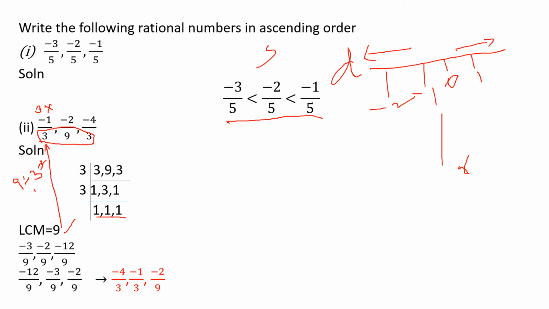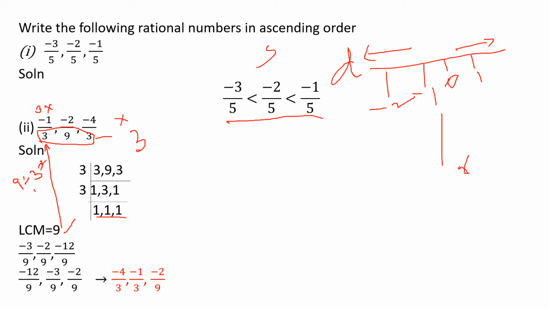Those who forget this method, please go and revise chapter 2, fractions and decimals. Okay. Here 9. So 9 divided by 9 is 1, right? So 1 into minus 2, minus 2 by 9. Again the same way, LCM 9, right? So 9 divided by this 3, we are getting the answer 3. So 3 into 4 is 12. So minus symbol, don't forget, minus 12 by 9.